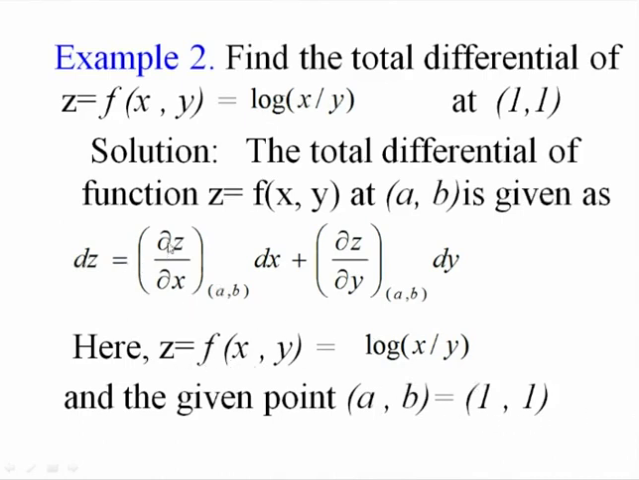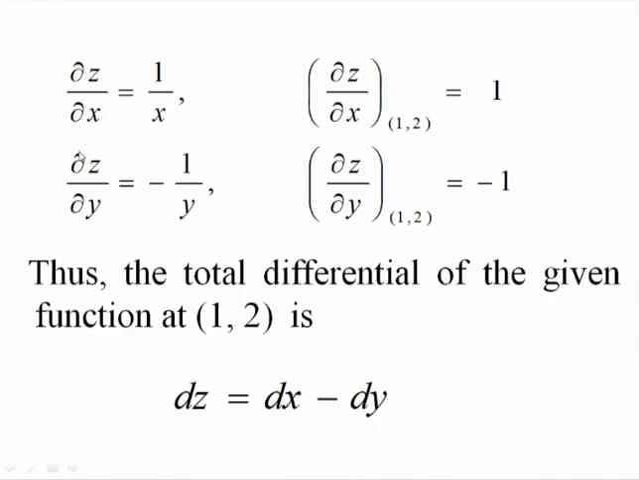Now we find the partial derivative of this function z with respect to x. So this function can be treated as log x minus log y. So partial derivative of log x is 1 upon x, and partial derivative of log y with respect to x is 0. So del z by del x is 1 upon x. If we substitute x is equal to 1 and y is equal to 1, del z by del x at the point 1 comma 1 is equal to 1.